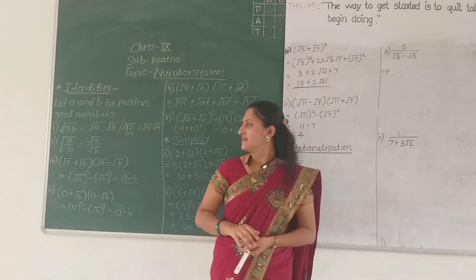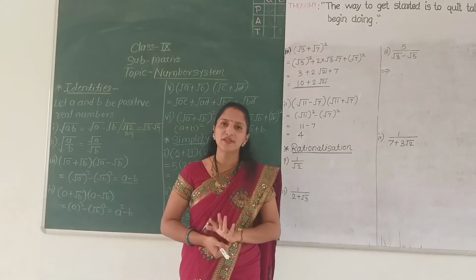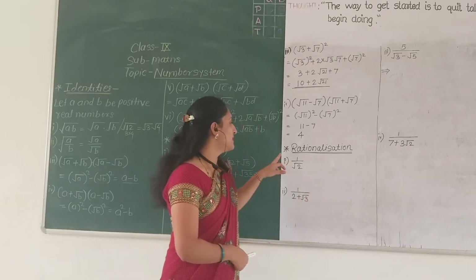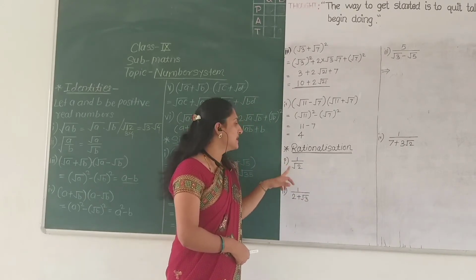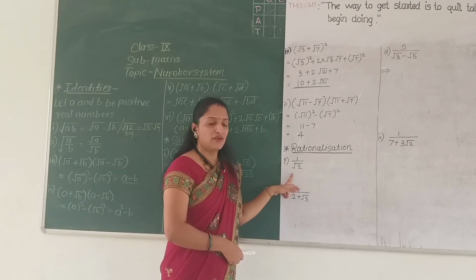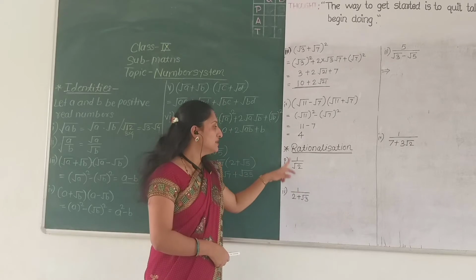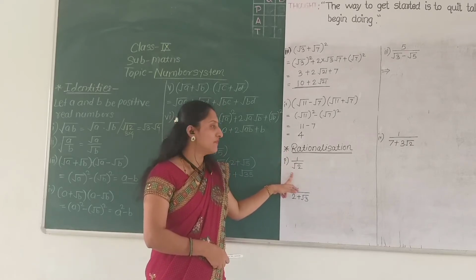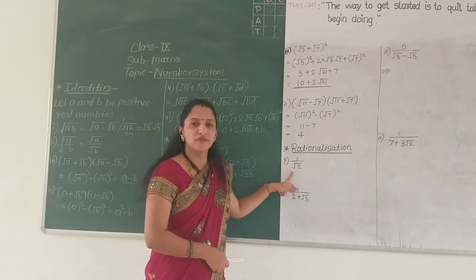Okay, so these are some simple examples. Do you understand all this? Okay. Now the next concept is rationalization. We have to rationalize the denominator. When do we use the rationalization concept? When the denominator contains a term with a square root.